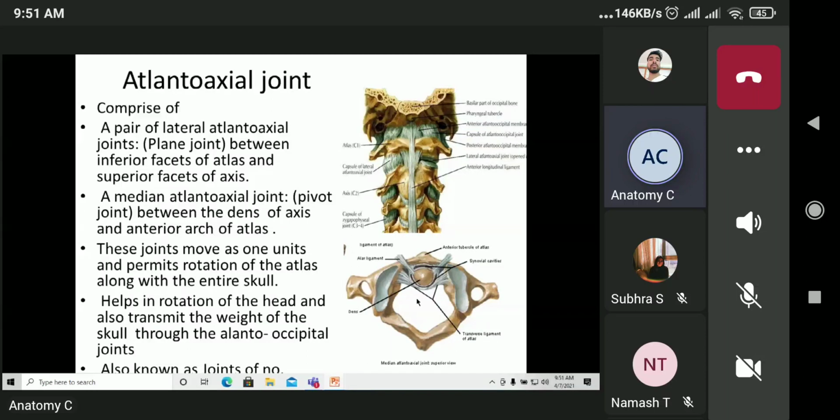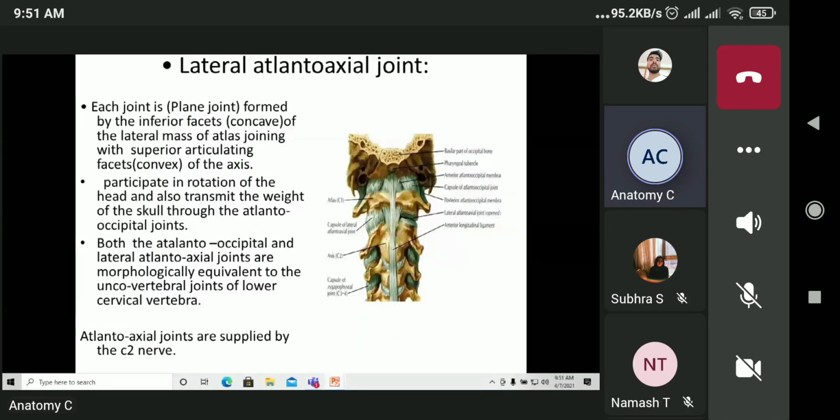You can rotate it. Okay. So first we'll talk about the lateral atlantoaxial joint. This joint is a plane joint formed by the inferior facet, concave, of the lateral mass of the atlas with the superior articulating facet, convex, of the axis. So these two participate. This is the lateral atlantoaxial joint. On each side you will get it.